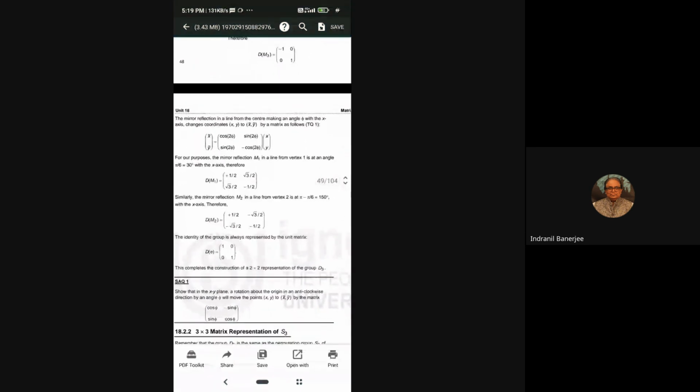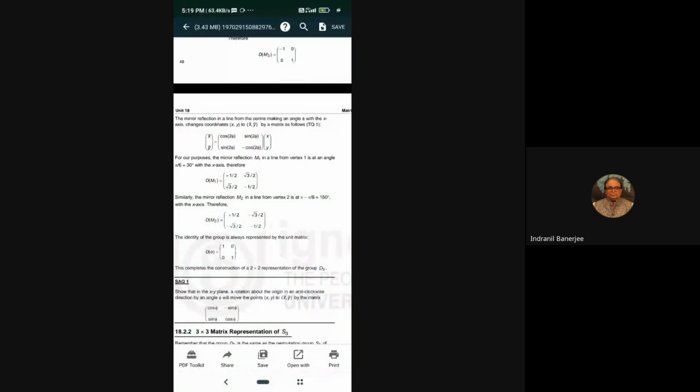So the mirror reflection in a line from the center making an angle phi with the x-axis changes coordinates (x, y) as shown on the screen: cos 2phi, sin 2phi, sin 2phi, minus cos 2phi, acting on (x, y). So the mirror reflection M1 in a line from vertex 1 is at an angle pi by 6, which is equal to 30 degrees with the x-axis.